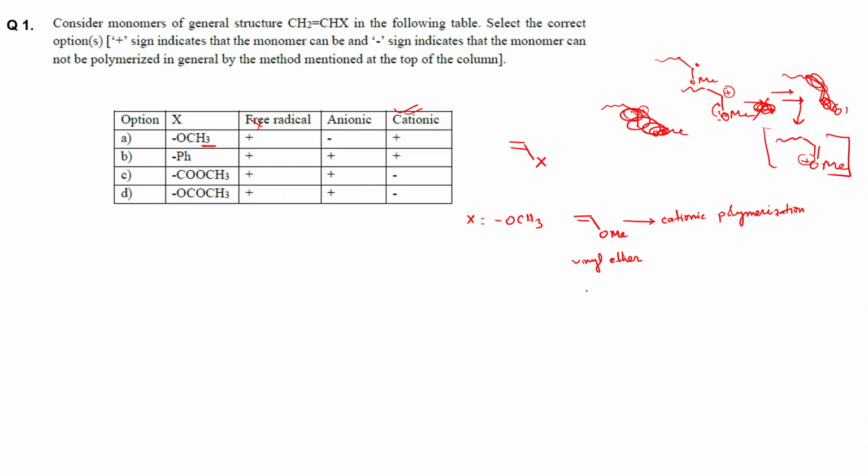However, in the case of styrene, when a phenyl group is there, this is styrene. As I mentioned before, styrene can be polymerized with everything. It can undergo free radical, anionic polymerization and cationic also. So B is one of the right answers, because whether it is positive, negative or free radical, everything will be stabilized by the resonance of this ring. So this is the correct one.